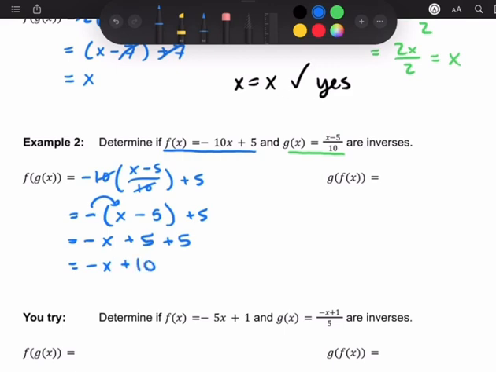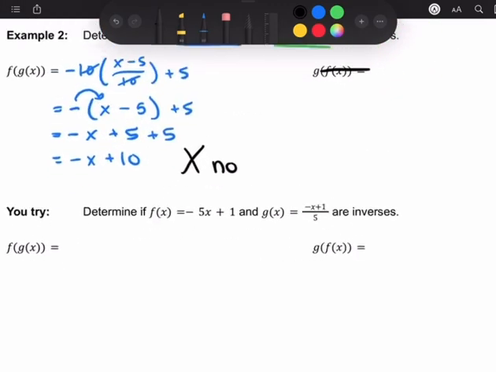Since our composite function f of g of x did not simplify to just x, we can stop our work here and conclude that no, these two functions are not inverses of each other, because the inverse operations of g of x did not completely cancel out the operations of f of x. So we don't even need to solve for g of f of x in this case, because the first composite function was not equal to x.